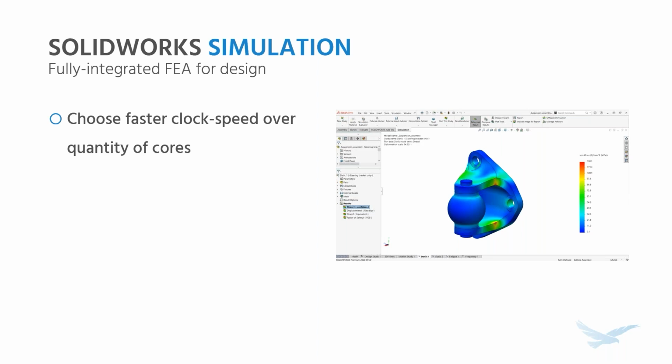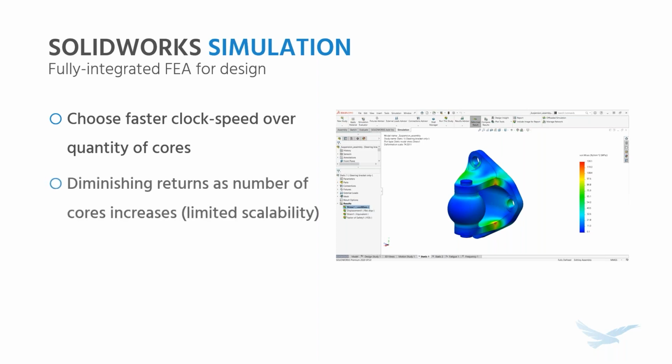Now, I am assuming that you're purchasing a new computer today. The reason I say that is most computers today come with 6 or 8 cores at a minimum if you're buying a workstation. SolidWorks Simulation does take advantage of multiple cores, but it's around that 6 or 8 core mark that we start to see diminishing returns. SolidWorks Simulation has limited scalability once you get past that.